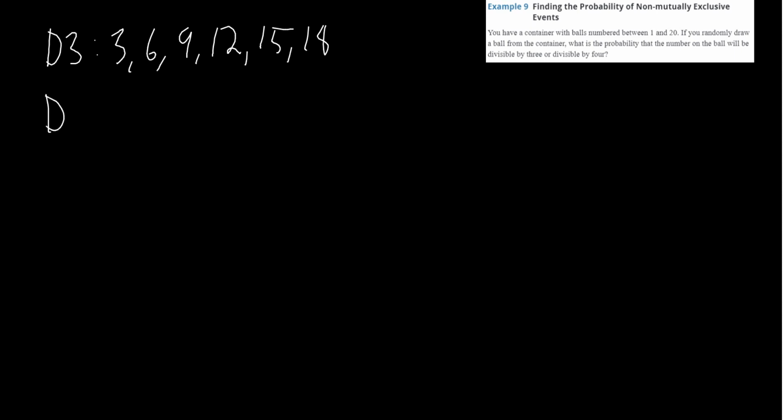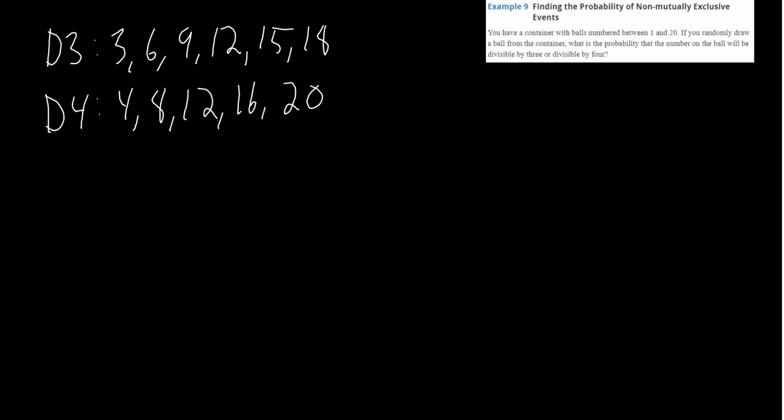Let's say divisible by 3, D3. The numbers that are divisible by 3 are 3, 6, 9, 12, 15, and 18. The numbers divisible by 4 are 4, 8, 12, 16, and 20.